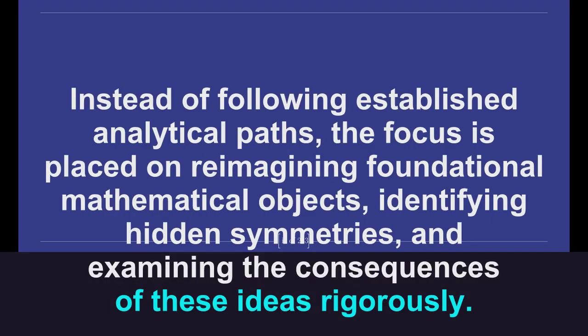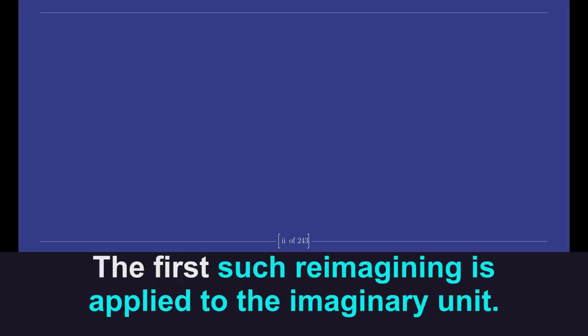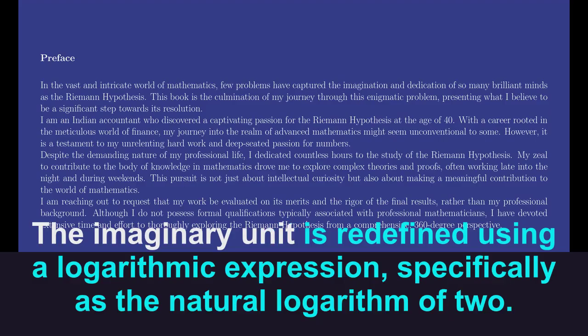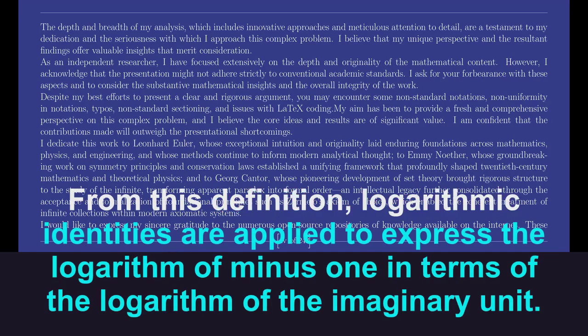The imaginary unit is redefined using a logarithmic expression, specifically as the natural logarithm of 2. From this definition, logarithmic identities are applied to express the logarithm of -1 in terms of the logarithm of the imaginary unit. This construction introduces a logarithmic structure into the imaginary unit itself. The intention behind this redefinition is to create a framework in which new symmetries of the Riemann zeta function can be examined using logarithmic transformations rather than purely algebraic ones.